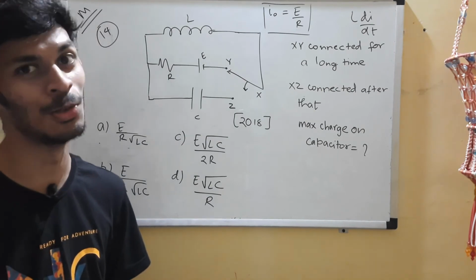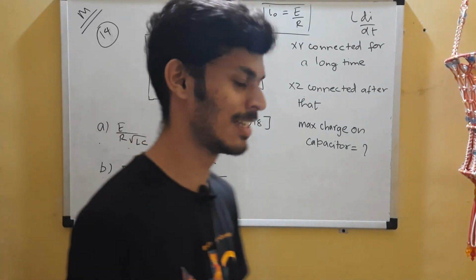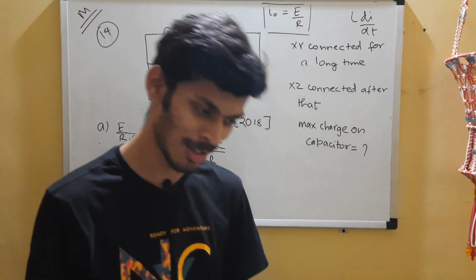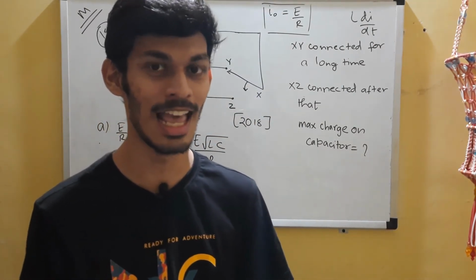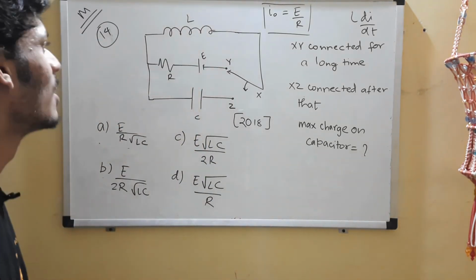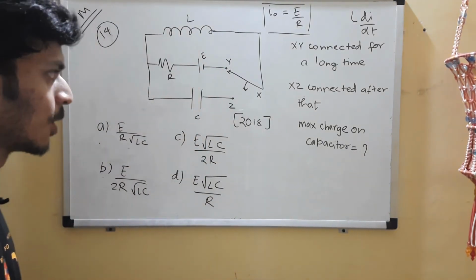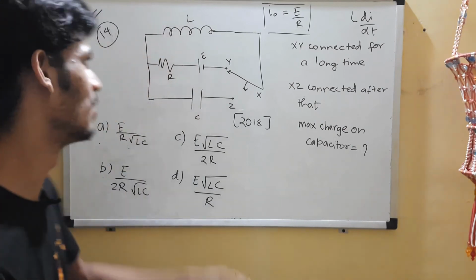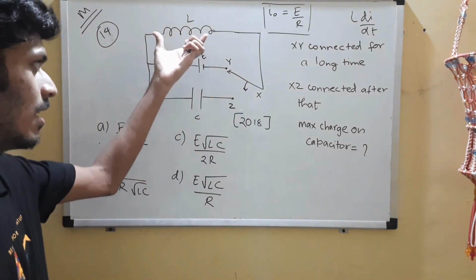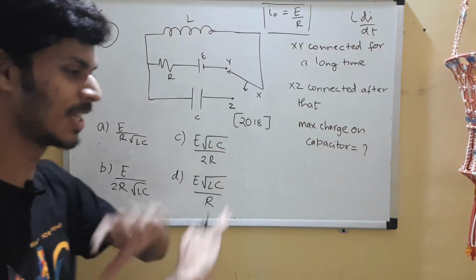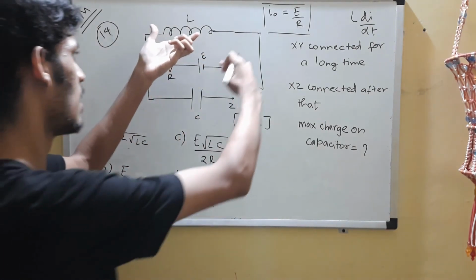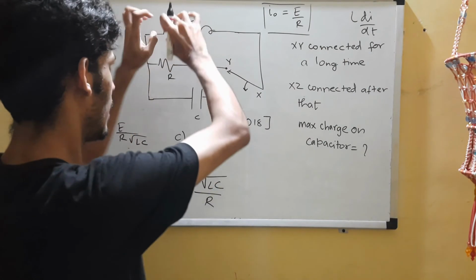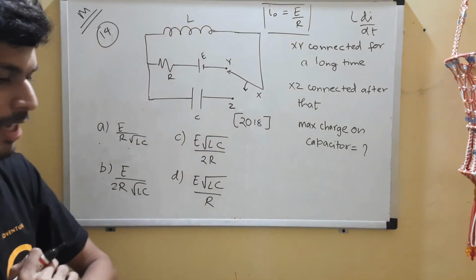Now how will you do this? This question is testing a nice concept, and that concept is something which you may have neglected: LC oscillations. Here we are going to use conservation of energy. Whatever energy there is in the inductor, assuming that there is no loss through electromagnetic radiation or any other loss, we'll say that that entire energy will be stored in the capacitor, right?